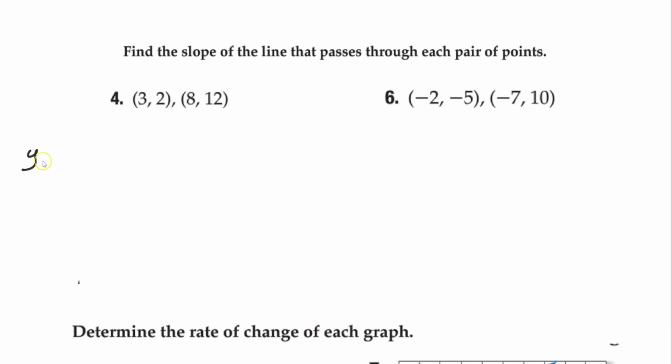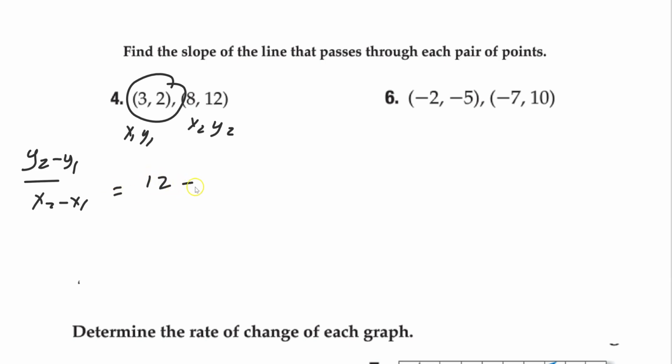Right, so we're just using the formula. y2 minus y1 over x2 minus x1. Now when you pick one, that is x1, y1. It doesn't matter which one you say is x1, y1, but that has to be an x and a y. Same thing here. You just plug it in. 12 minus 2 over 8 minus 3, and I get 10 over 5, or just known as 2. There's no units here, so I don't have to write it, but there you go.